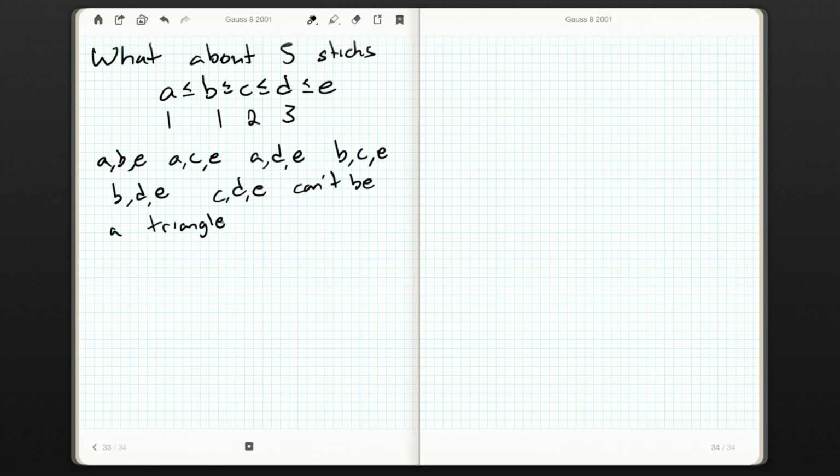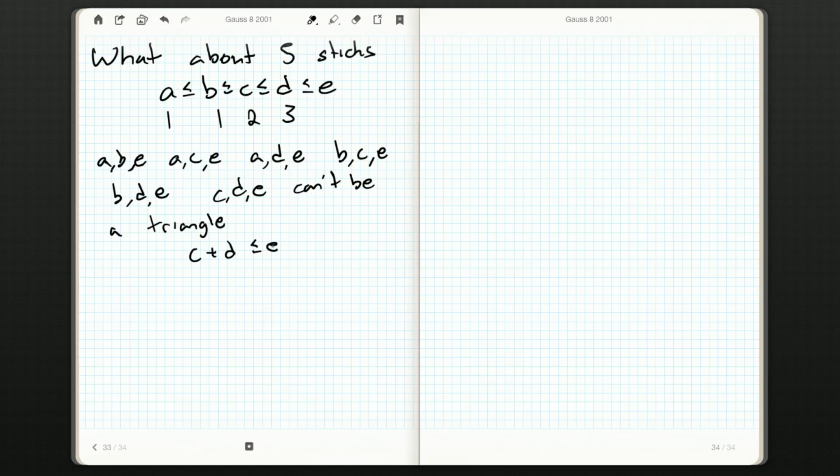So what we could do is say E's got to be bigger than or equal to A plus B. It's got to be bigger than or equal to A plus C, A plus D. But really, the only one we need is this last one. We just need to satisfy C plus D is less than or equal to E.